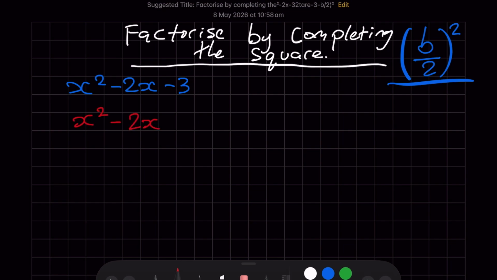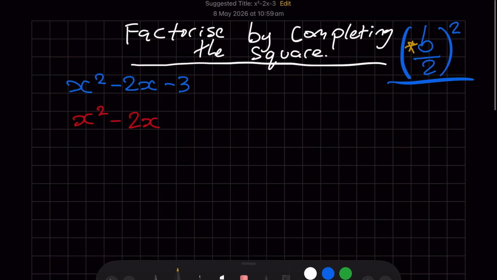So we have got x squared minus 2x. We're going to insert in here b. So we're going to plus b over 2. Now b is negative 2 in this question, so it's going to be negative 2 divided by 2, and we square that.